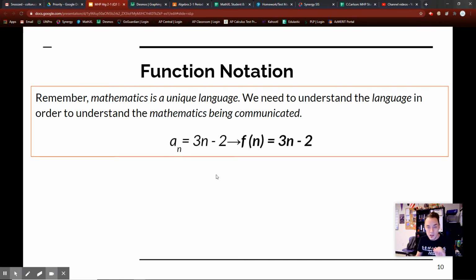So, what's going on here? Right here, this was our sequence.